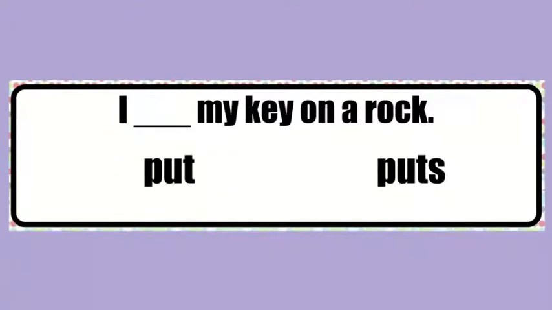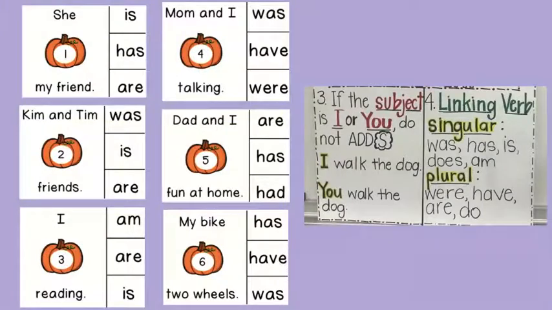All right, now we have six questions we're going to do together. I'd love it if you could try to figure them out before me. Here we go. Number one, she blank my friend. Is, has, or are? Is would be our correct answer. Number two, Kim and Tim blank friends. Was, is, or are? Are would be our correct answer.